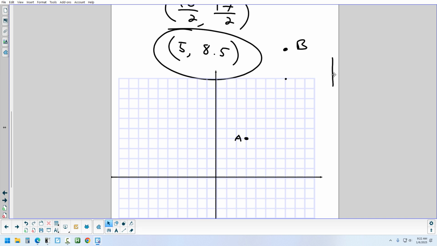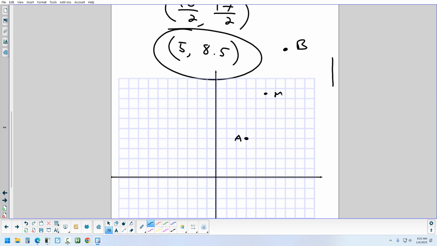So that's B. Now we're going to find the distance between A and B. Or not the distance, sorry, the midpoint. It should be 5, 8.5. Right, let's check it. So we got 1, 2, 3, 4, 5. 1, 2, 3, 4, 5, 6, 7, 8.5. Okay, that's where we think the midpoint is.